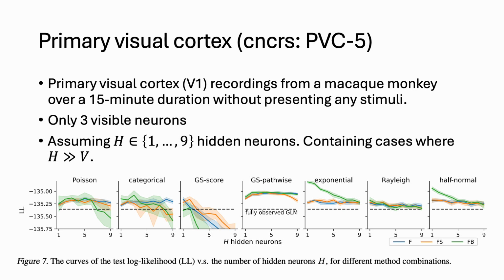In terms of comparison, exponential times forward-backward with less than 3 hidden neurons seems to be the best. Besides, the test likelihood variance of those differentiable inference methods is much smaller than those of the non-differentiable inference methods, due to the benefit of the pathwise gradient estimator.